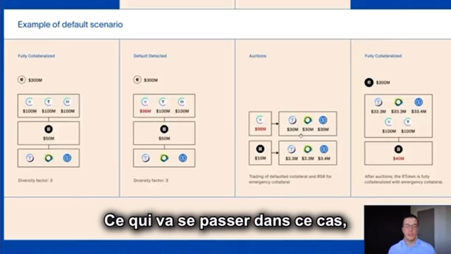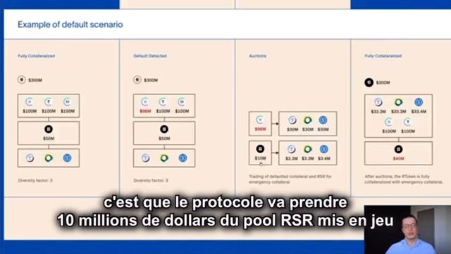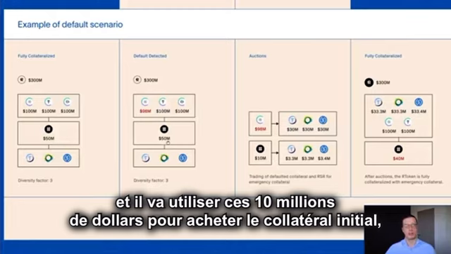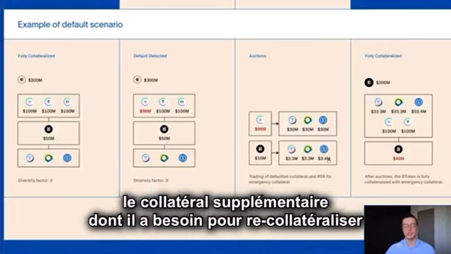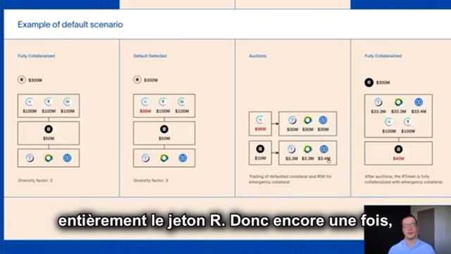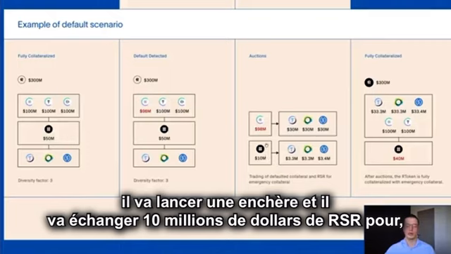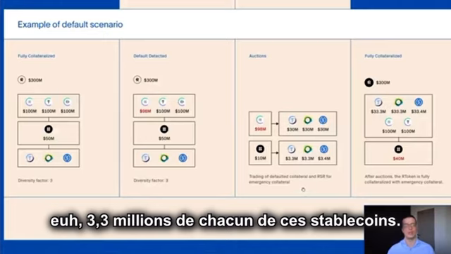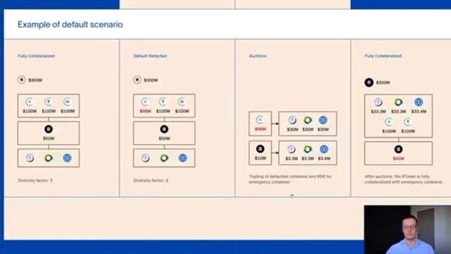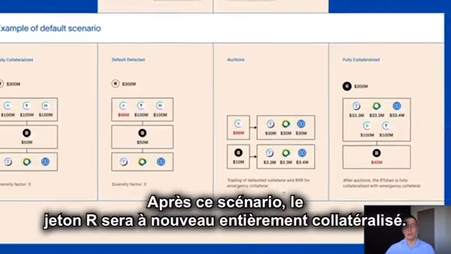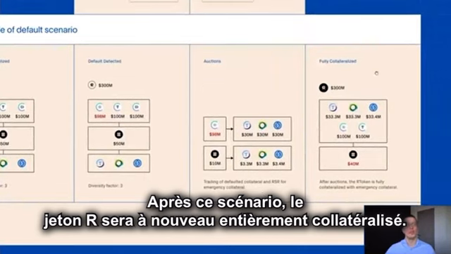What's going to happen in this case is the protocol is going to take $10 million from the staked RSR pool, and it's going to use that $10 million to buy the additional collateral it needs to fully recollateralize the RToken. So again, it's going to launch an auction and it's going to trade $10 million worth of RSR for 3.3 million of each of these stablecoins. After that scenario, the RToken will be fully collateralized again.